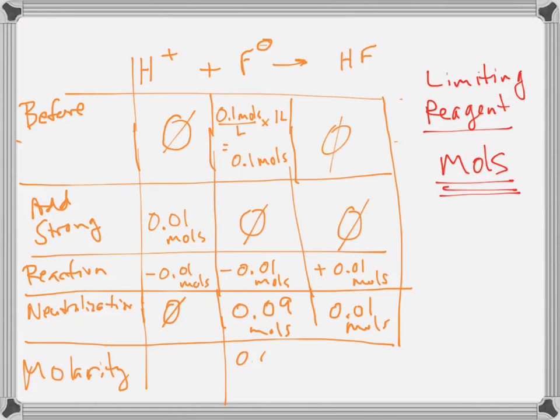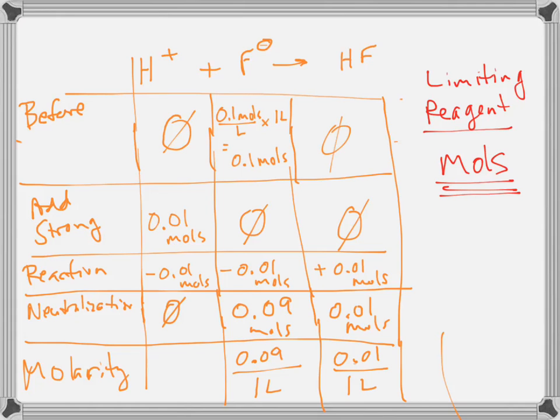So the last step before we get to our ICE chart would be our molarity. So it would be 0.09 moles divided by our total volume, which in this case is 1 liter, because we said the volume didn't change, so that was kind of nice. And 0.01 divided by our total volume, 1 liter. Now we have initial concentrations for our fluoride and HF. Okay? Everybody have what's up here before I erase it? Okay, we will accept that.